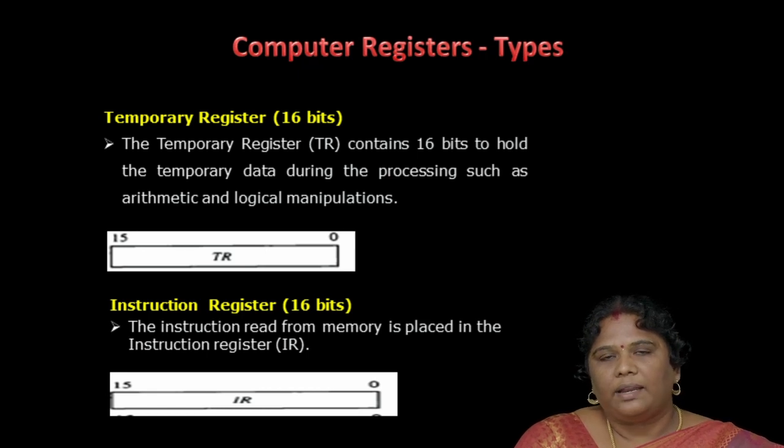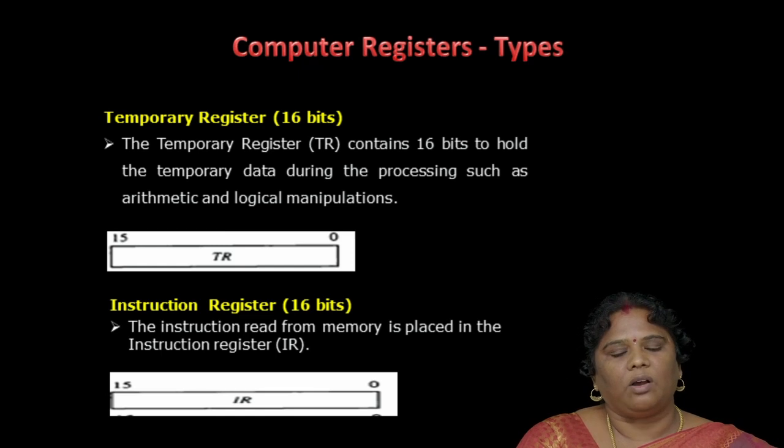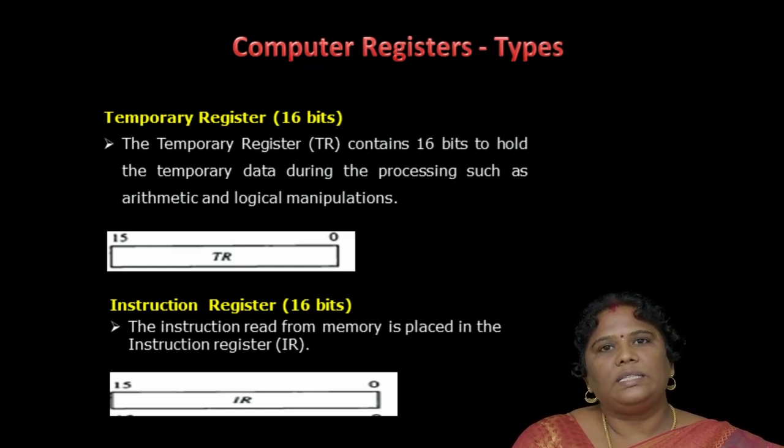One is the address part, another one is the opcode part. The address part has 12 bits, but the opcode part has 4 bits. So totally a 16-bit instruction will be stored in the instruction register.